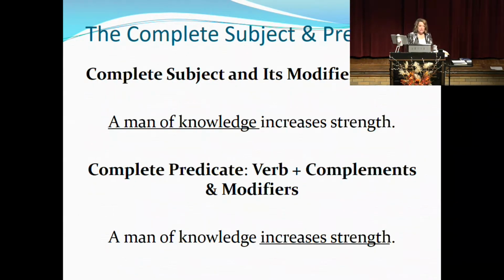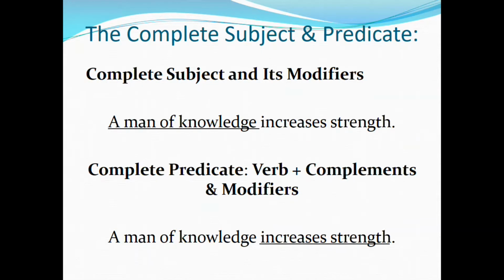Now we also can say we have a complete subject and its modifiers, so we don't want to forget about that. A complete subject is its subject plus all the modifiers within it that lead us up to the verb. So, a man of knowledge increases strength. Our verb is what? Increases. Who increases? Man. Yeah, there's our subject. And then we have additional words in that phrase, don't we? A is the indefinite article, which will be functioning as an adjective. We'll see that in the future. And of knowledge is a prepositional phrase. And there we see a man of knowledge increases strength. When we look at a complete predicate, increases is the verb, and it tells us what increases: strength.